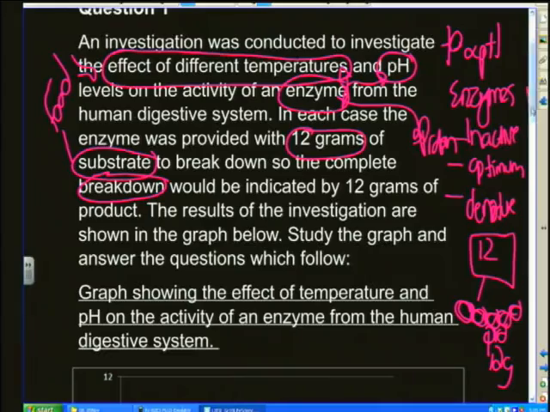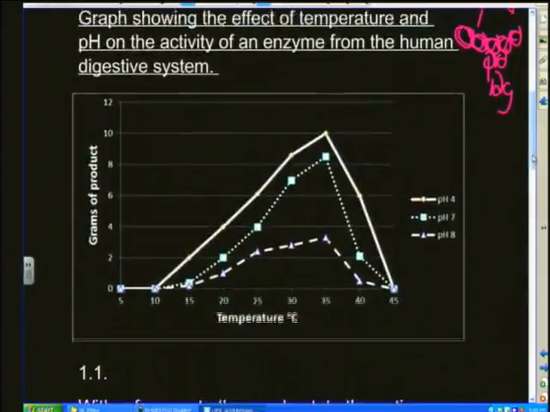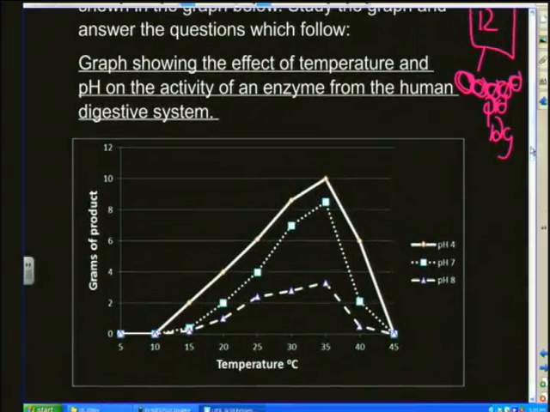Okay, now here we go. Let's have a look at this graph. On first sight, it looks a bit daunting. But let's have a look what it says. The graph shows the effect of temperature. So here we've got 3 line graphs, 1, 2, 3. Here is the range of temperature. What do I need to look at? Those words again: inactive, optimum, and denature.